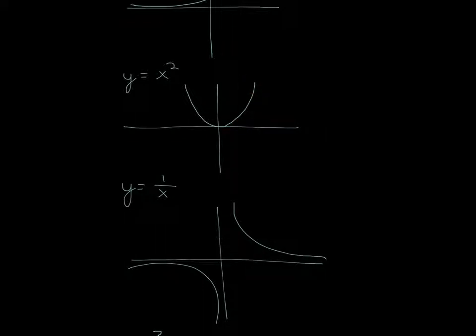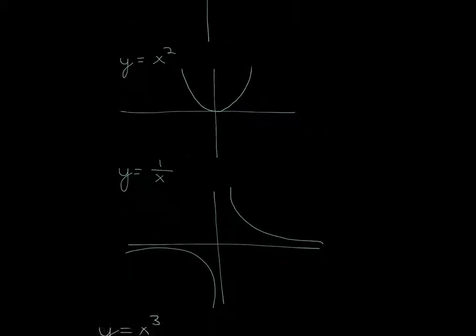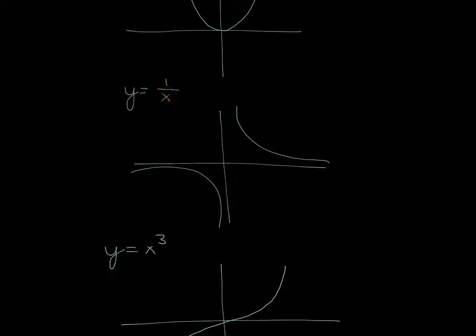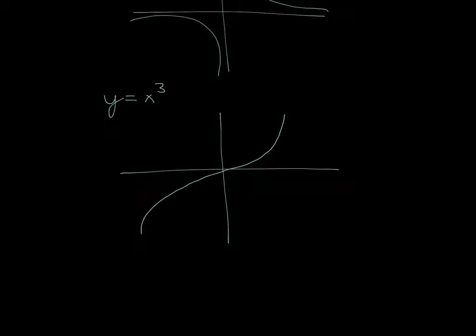And then how I remember y equals 1 over x is since this is an x, you just remember that this looks like an x. So just remember an x that's on its side. And then y equals x cubed. This is pretty important because it's not like x squared. So this one it's just like an s. So, and that's it.